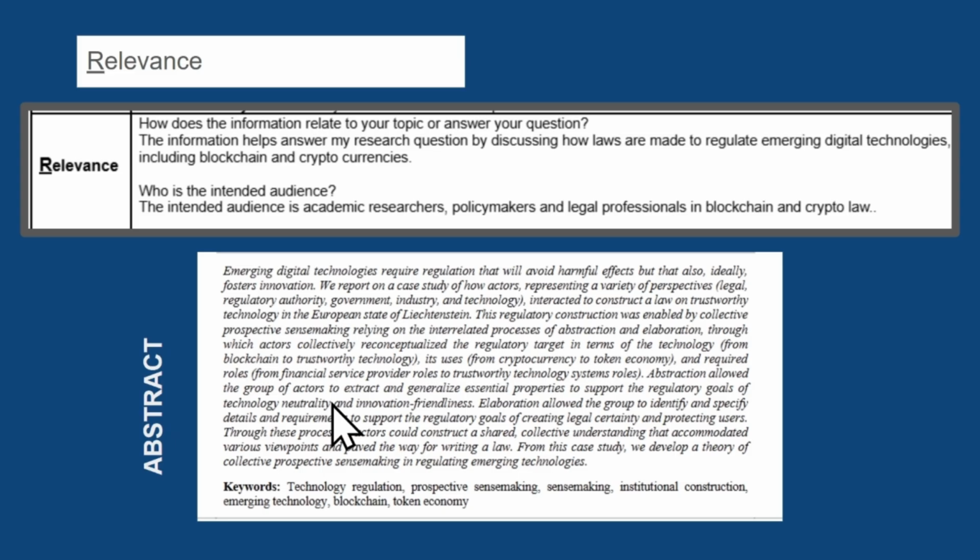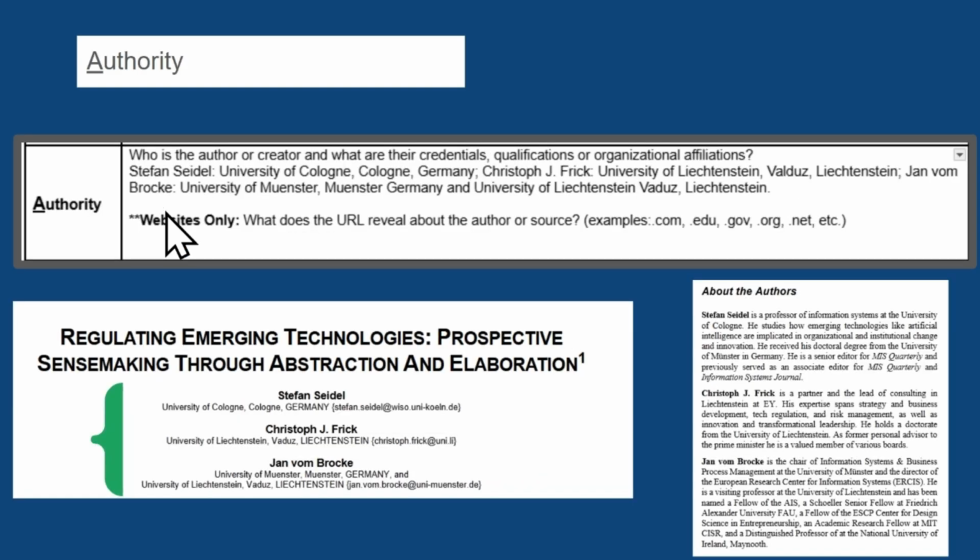Now we're going to look at relevance. That's explaining how the information relates to your topic. In this case, this source examines the legal issues regarding blockchain and cryptocurrencies, which is directly related to my research topic. I found this information in the abstract. Then we want to add in the intended audience. Most academic journals are written for researchers such as yourselves. Popular magazines like Time or Wired and websites are usually geared toward the general public.